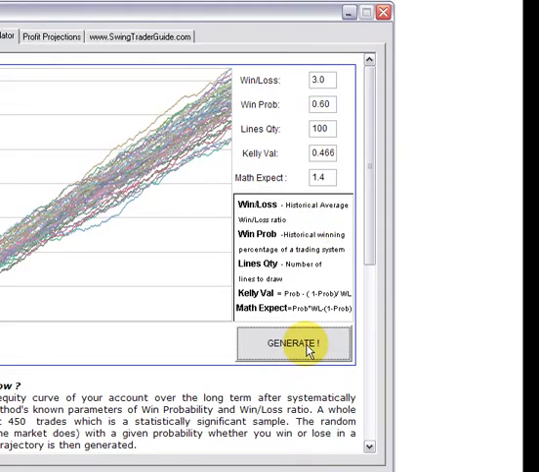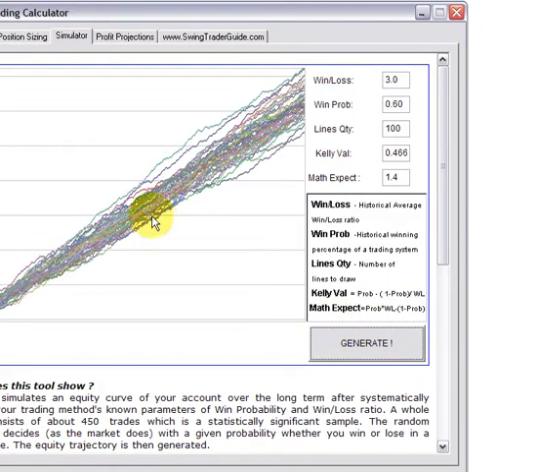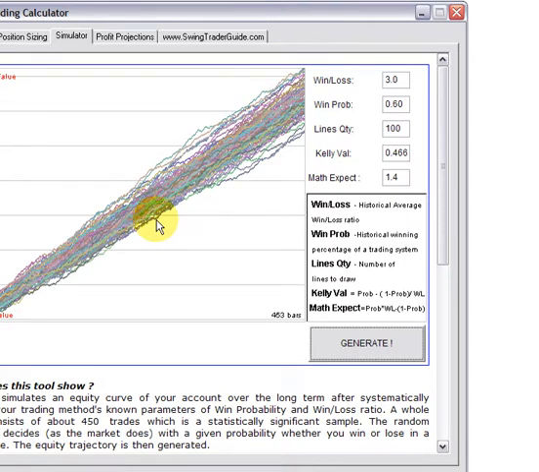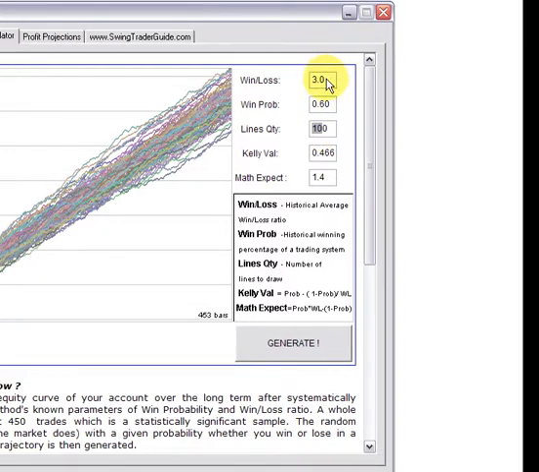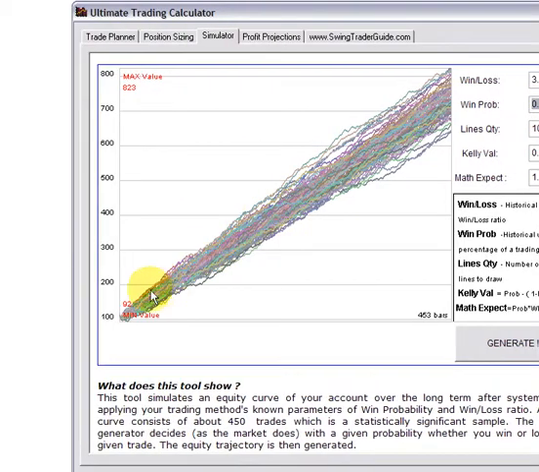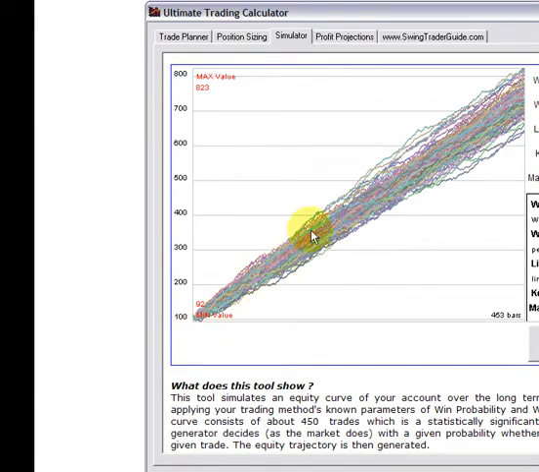But when you click generate, I'll click it here just so you can see the lines, generate, click it again. The calculator calculates 450 trades for each account of the 100 accounts, and then it does it in a random fashion, which means that even though the wins are 3 times larger than the losses, and you're at a 60% win rate, some of those accounts are getting 6 to 10 losses in a row. Some have 10 wins in a row, so it's just random, and it shows you how that account equity curve would look over time.